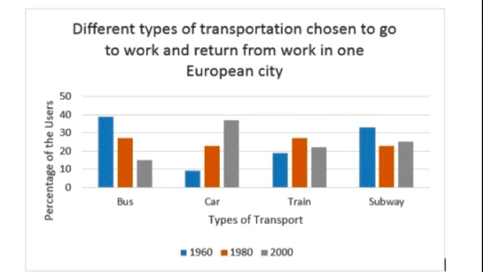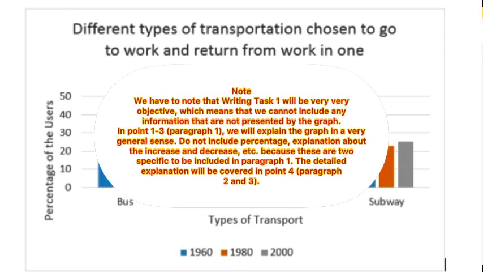I think on the screen you are able to see the question, which is about the different types of transportation chosen to go to work and return from work in one European city. The types of transport here are bus, car, train, and subway, and this information has been given to us for three different years: 1960, 1980, and 2000. Initially, you have to invest your crucial 2 minutes to just analyze what is happening in the graph. Let's talk about the overview.